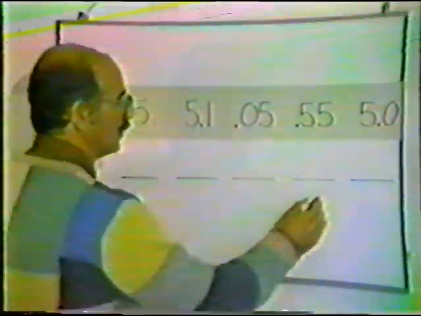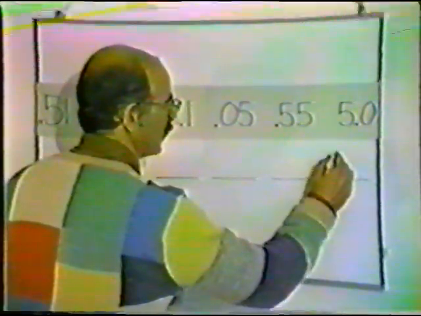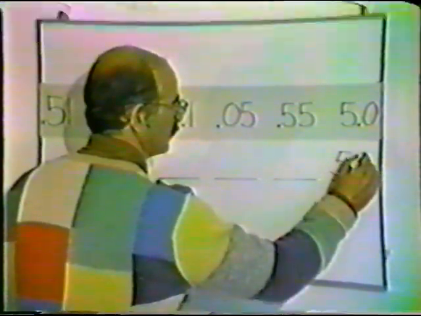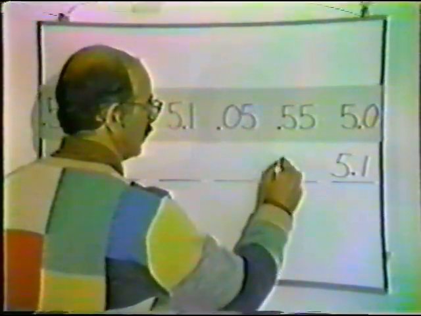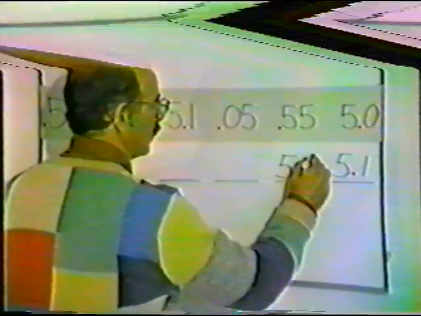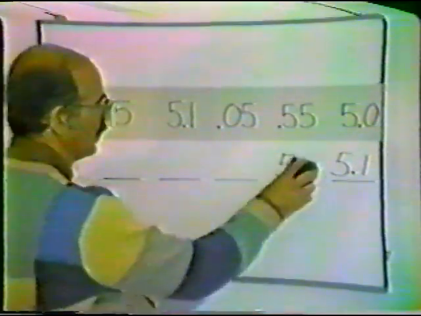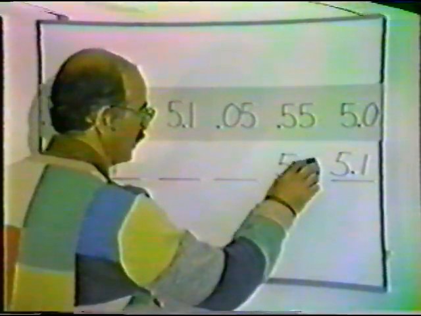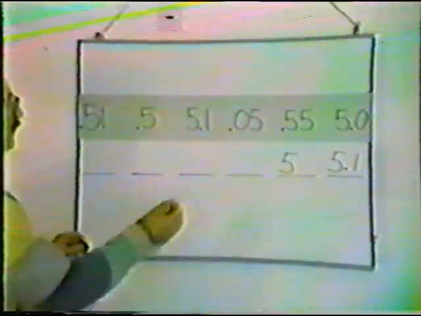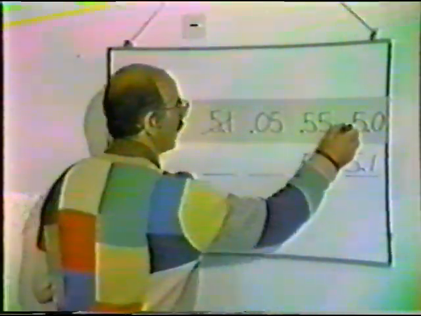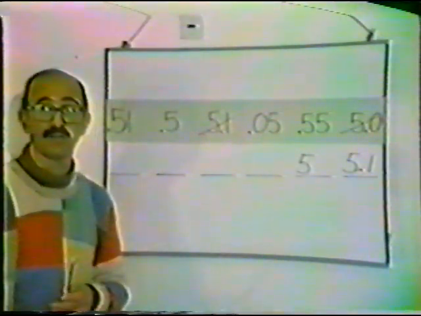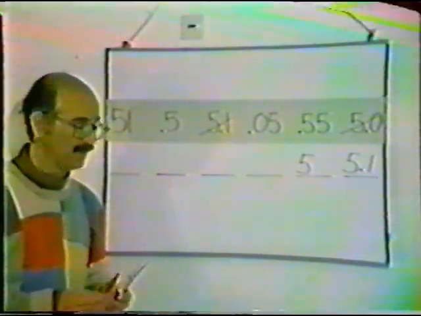Which is larger? 5 1/10. We'll put that one all the way over here on the right, and this one just before it because it's a little bit smaller. And we'll put it there the way it first came to us without the decimal point. Now we can cross off this number and this number from our list because we've used them already.